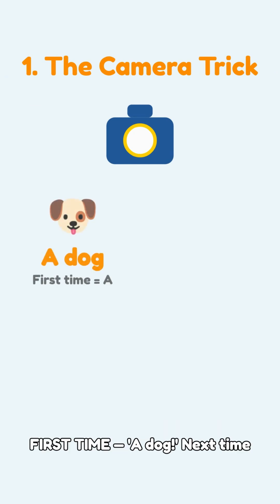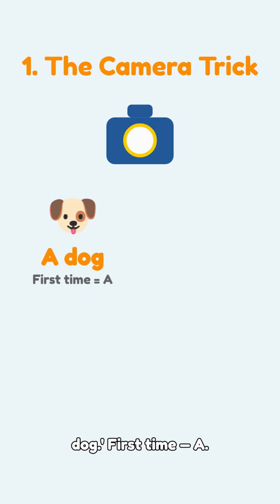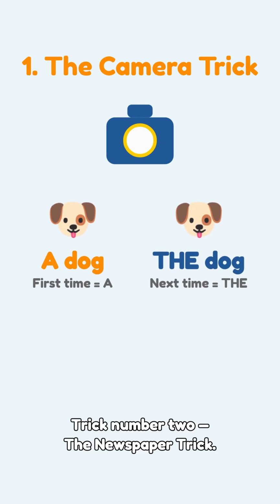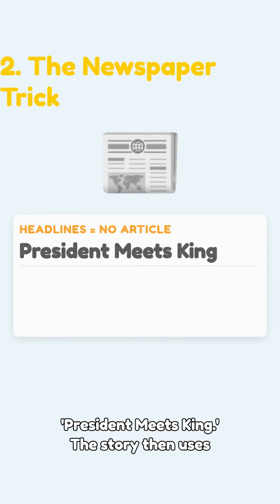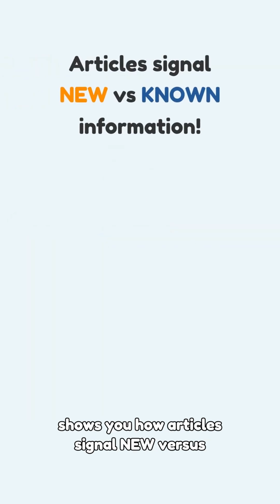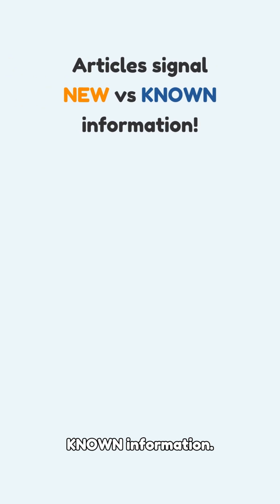Memory tricks. Here are 2 tricks I love. Trick number 1, the camera trick. Imagine a camera. When the camera sees something for the first time, a dog. Next time it sees the same dog, the dog. First time, a. Same thing again, the. Trick number 2, the newspaper trick. Headlines use no article: President meets king. The story then uses the: the president met the king yesterday. This shows you how articles signal new versus known information.